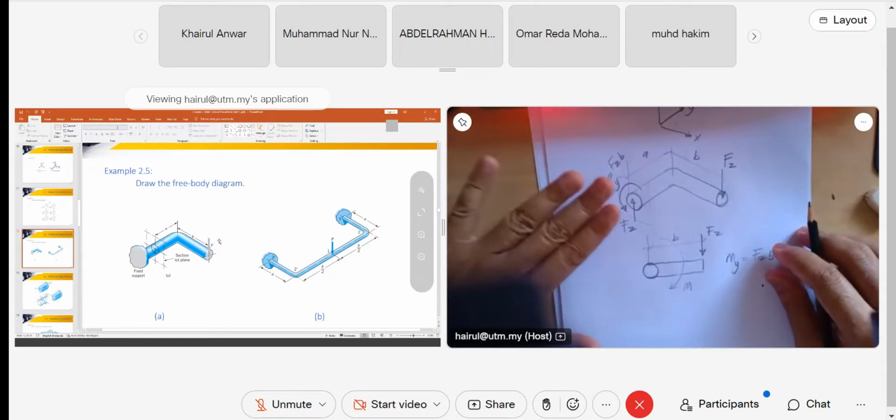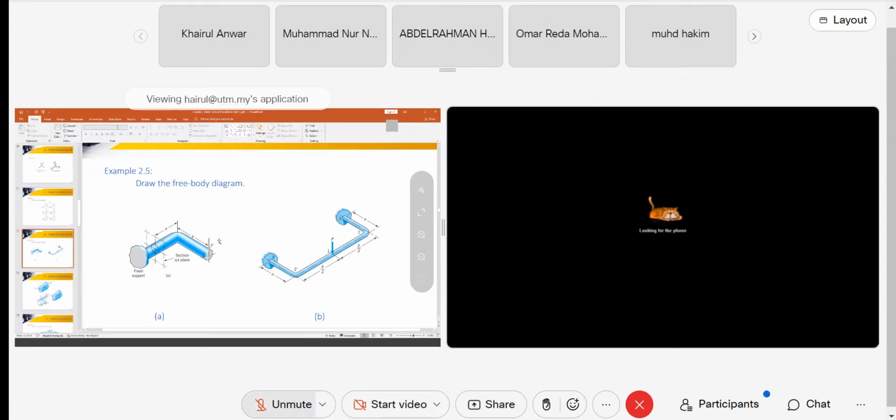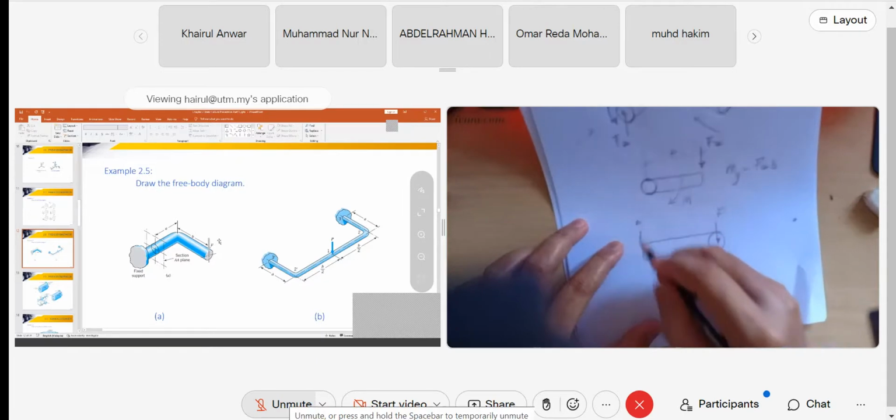But when we look from the right view, what do we see? We have this L bar become like this, and we have this cross section. We have this FZ down, the external force FZ. So this is our AA. This is our AA.